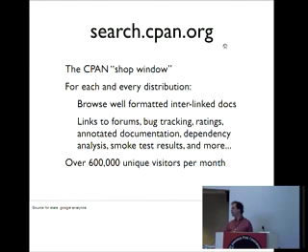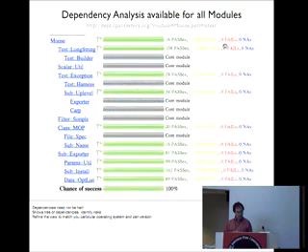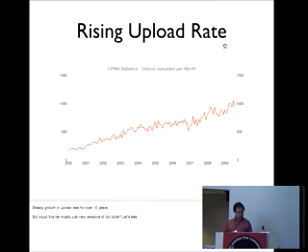Search.cpan.org, we've all used that. It's fun just to wander through it sometime. Type something you're working on and see how many modules have that name in it.